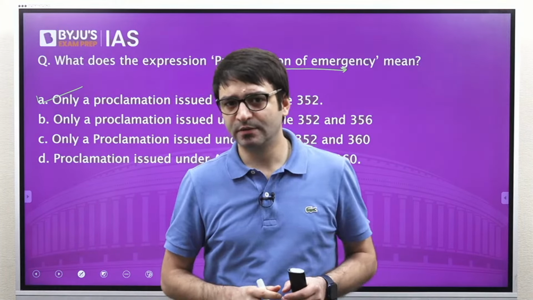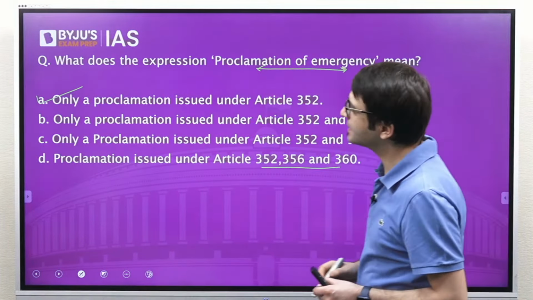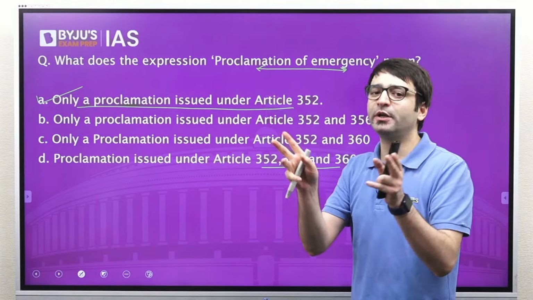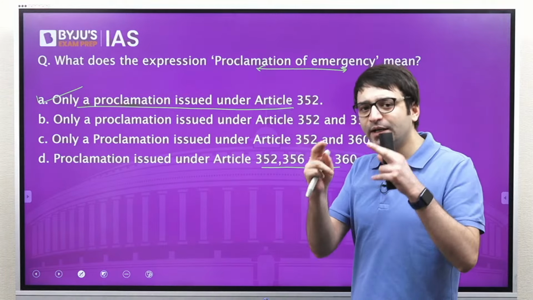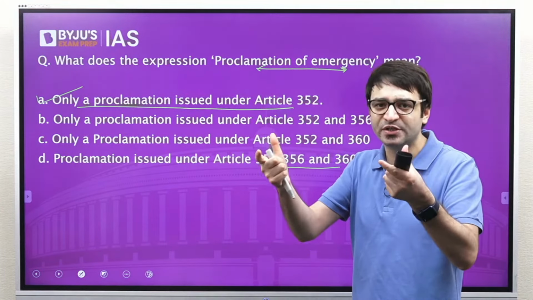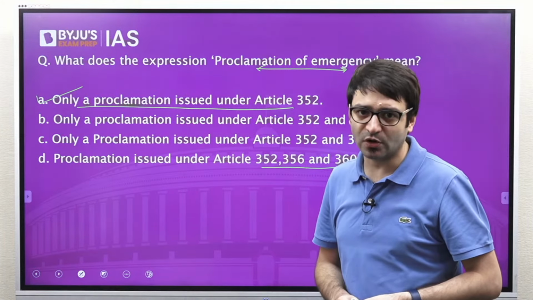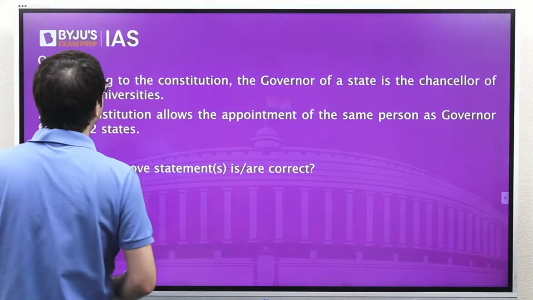This expression, Proclamation of Emergency, means only a proclamation issued under Article 352. This phrase does not include 356, does not include 360. Technically, emergency or the Proclamation of Emergency is used only for Article 352 of the Constitution. Please get that straight. Let's look at another question.